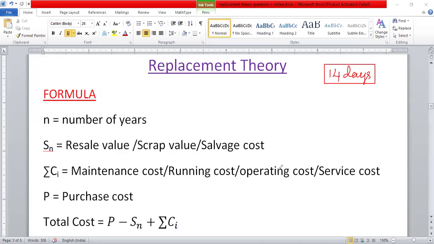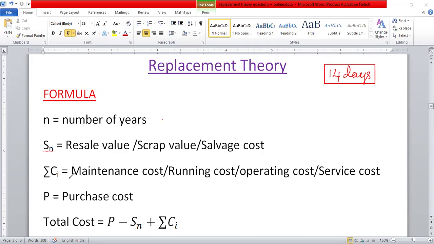So when we go for replacement problems, we want to learn a few formulas, very simple ones. The first notation is small n, the number of years. The second notation, S_n, we can call resale value, scrap value, salvage cost. So remember, S_n is equal to resale value, scrap value, salvage cost.